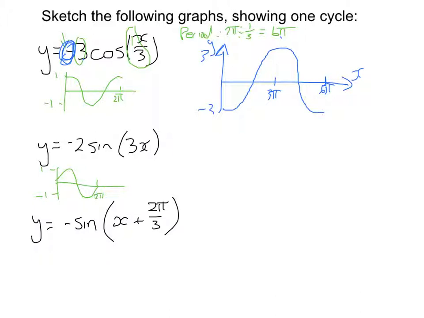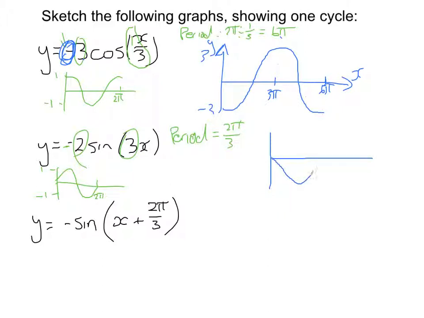Now we again are going to be flipping it upside down. We have an amplitude of 2. Our period will equal 2 pi over 3. So to sketch the graph for this one, again remember reflected in the x-axis. So we'll start there.